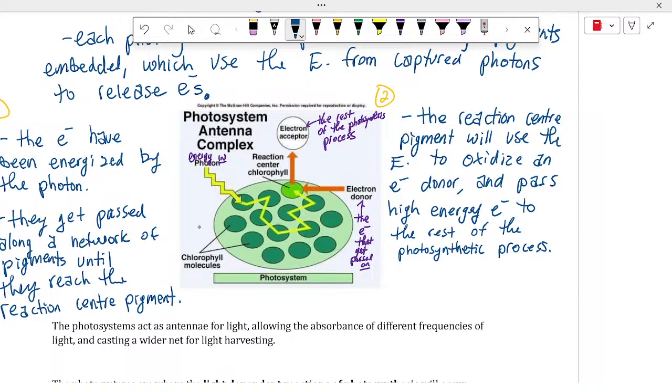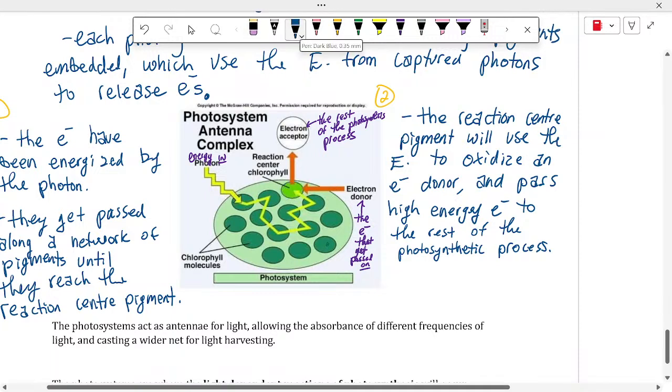And the way that happens is we have these large antenna complexes, these large photosystems that have a bunch of pigments, each of which can absorb a photon, and whichever one gets the photon, the electrons are going to bounce around until they get to the reaction center. And the reaction center molecule is a chlorophyll. These are chlorophyll molecules, but there will actually also be other pigments in there. Does that make sense? This one will be a chlorophyll. Some of these will be carotenoids, some of these will be chlorophyll A, some of these will be chlorophyll B.